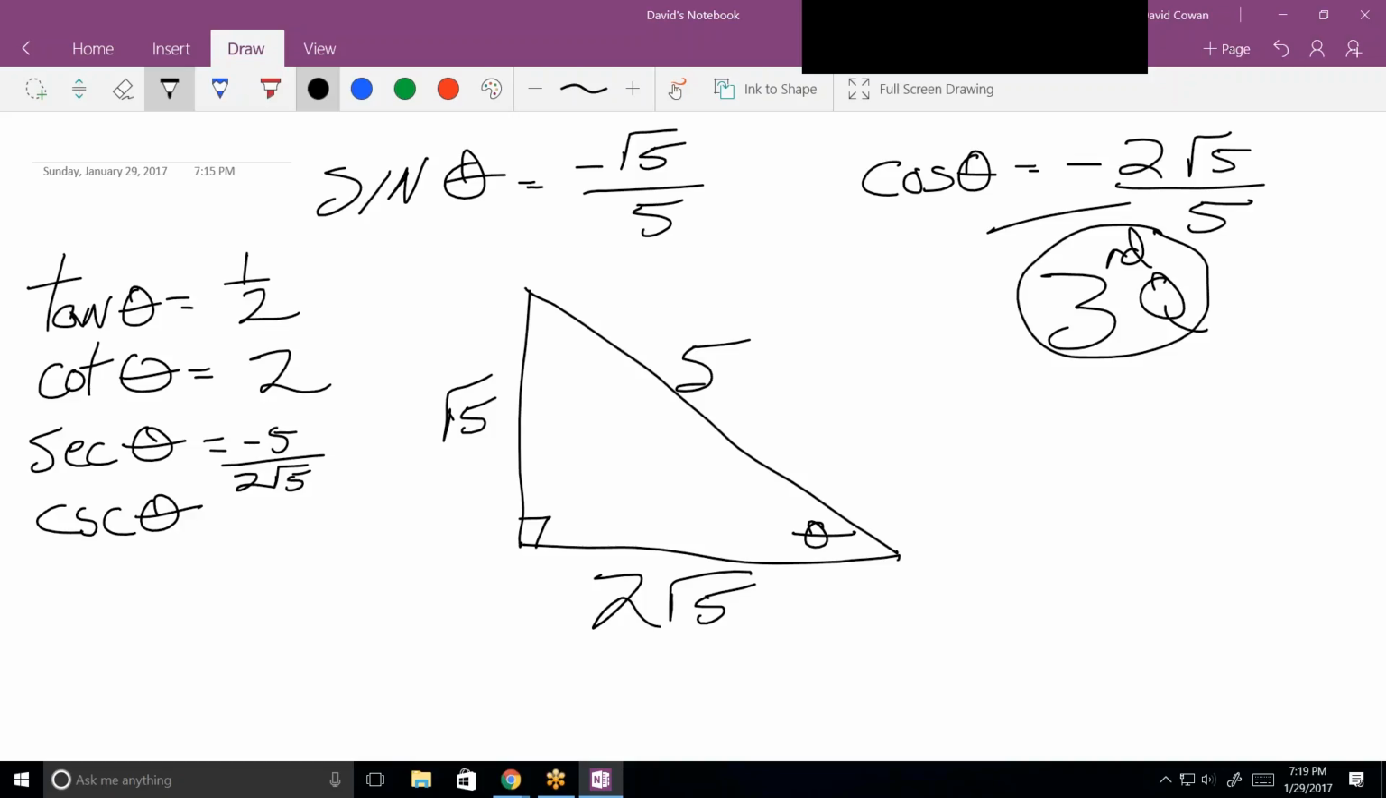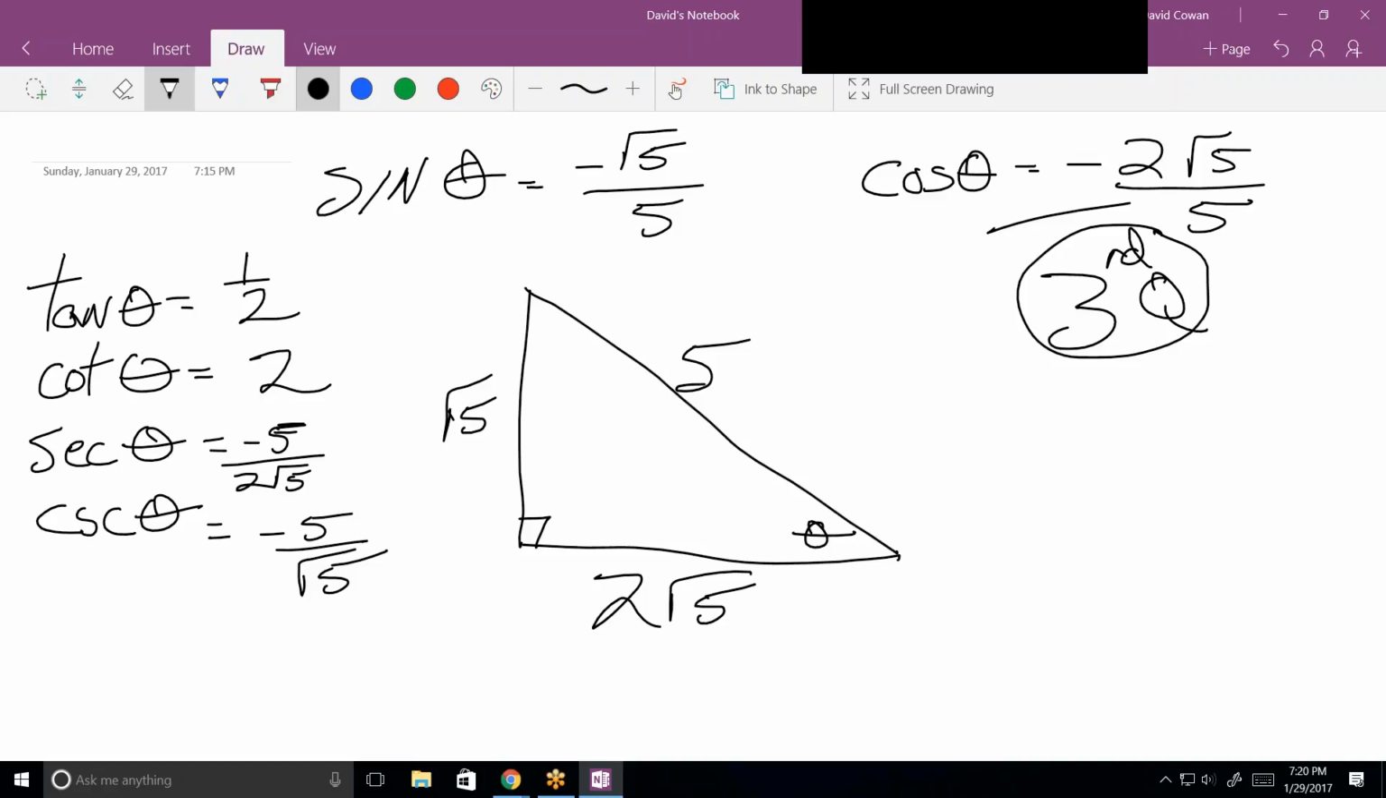Rationalize that? You have to rationalize them, is that right? My teacher said we didn't have to. Okay, yeah, that's the best idea I've heard in 5 years. Truly. What's the cosecant of theta? Negative 5 over root 5. Good. And the reciprocal functions are always the same sign as their reciprocal. You cannot have sine being negative and cosecant being positive.